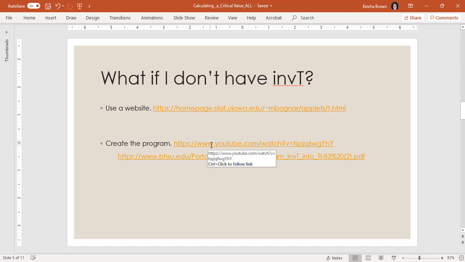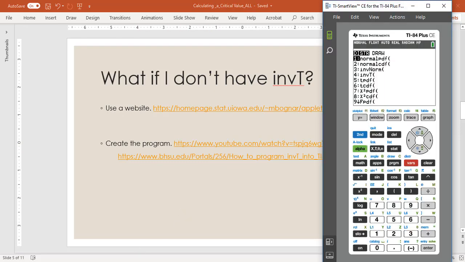Your other option is you can create a program in your calculator. Here is the YouTube link that walks you through how to put the program into your calculator. Here is the actual program as a PDF. And how you would use this is you would press program. Once you have it created, you would press enter to make the program start. You would press enter again to make the program begin.